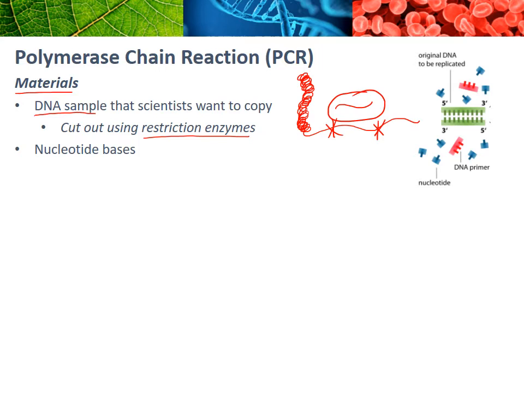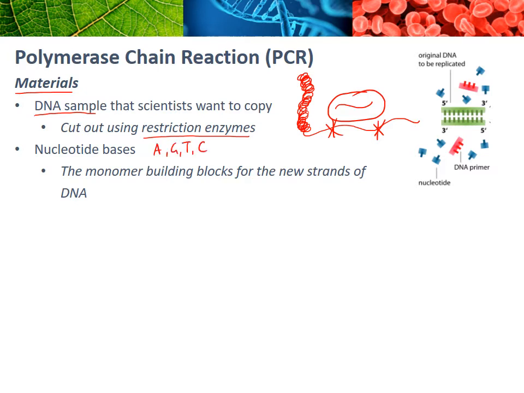If we want to build new bits of DNA, we need the building blocks of DNA, which are nucleotides. Remember our nucleotide bases, which are adenine, guanine, thymine, and cytosine. On their nucleotides, we need those building blocks, those monomers, to create our DNA strand, which is a polymer. Remember, it's made up of individual components.